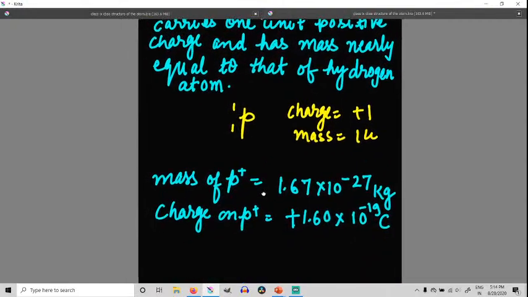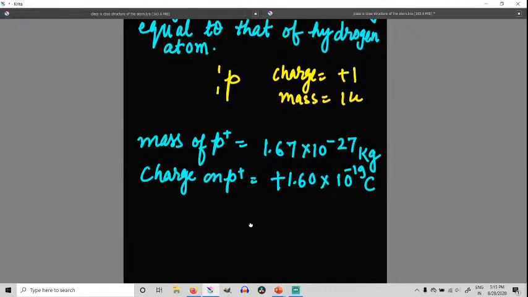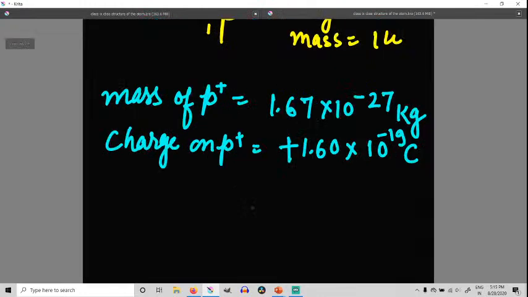And what is the absolute mass? The relative mass of proton is 1u. If you compare with the hydrogen atom, the relative mass of hydrogen is 1u, and proton is 1u. But what is the absolute mass of proton, which was calculated by the e/m ratio? It is 1.67 × 10^-27 kg. And what is the absolute value of the charge on proton? We can see it is 1.6.